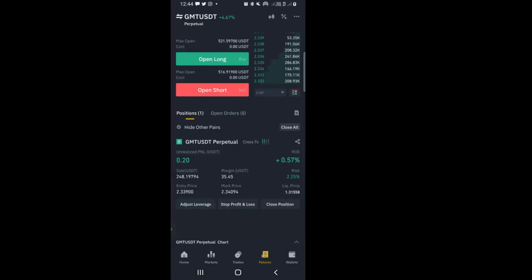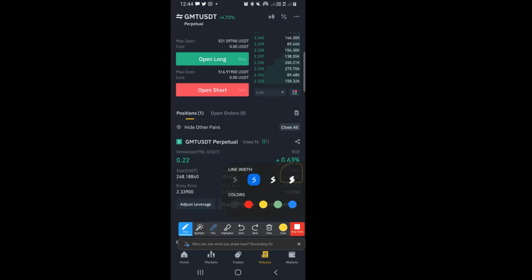So what actually determines your profit? Everything here has nothing to do with my profit. The only 2 things that determine my profit are this here, size of USDT. Forget about it being in USDT, you can change it. That is the size of GMT. And the difference between my entry and my mark price.